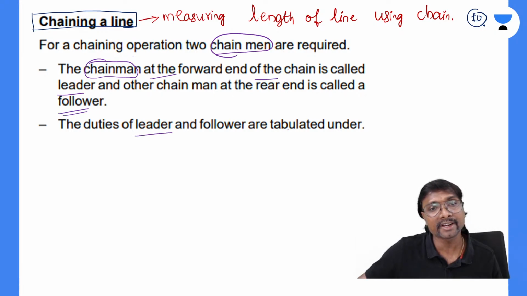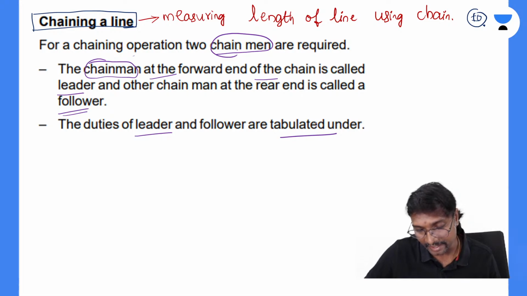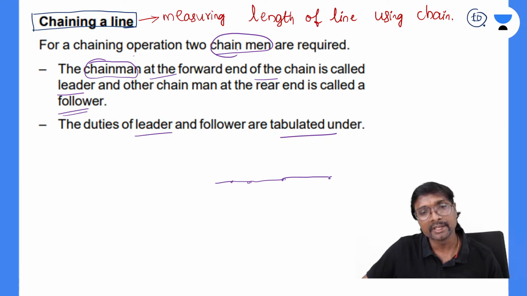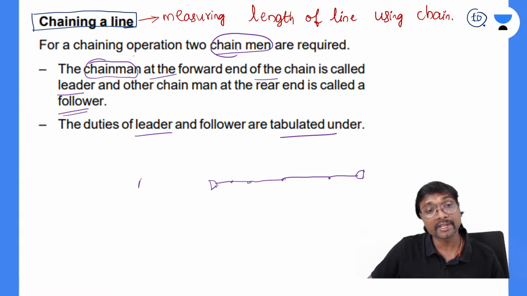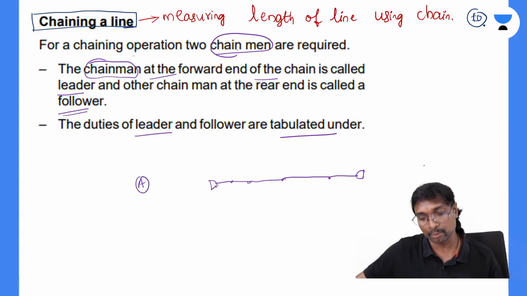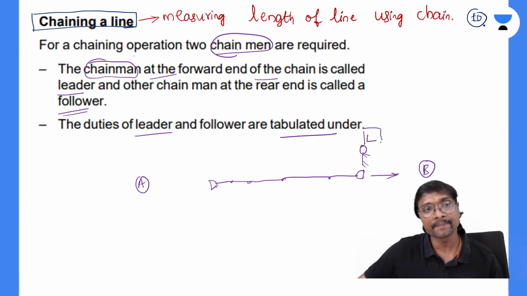The duties of the leader and follower are tabulated here. Preceder and successor: preceder is nothing but which one? This is your chain. If you observe, you are moving in the direction from A to B. Who is the person at this place? Let us say this is your leader.